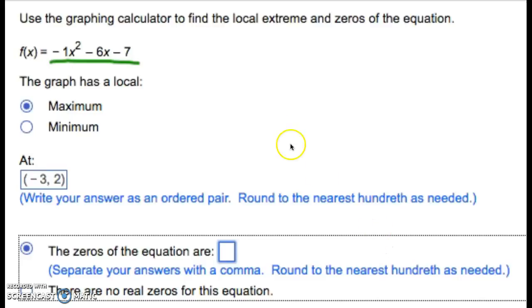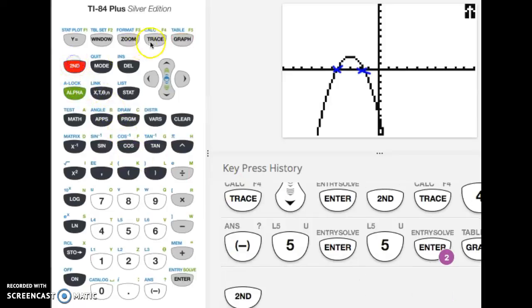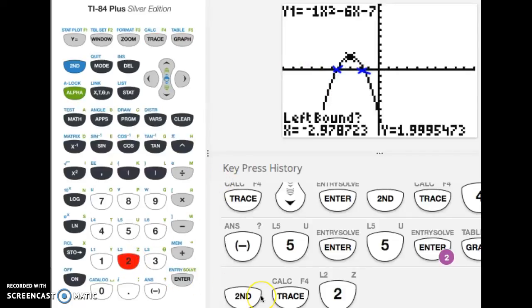So let me go back to my graphing calculator. Okay, so here's my graph. The zeros are where it crosses the x-axis, so on my graph, here are my zeros. I'm going to have 2 of them. So what I'm going to do is hit second trace again. Second trace. I'm going to choose the 0 option, number 2. Okay, and I'm going to have to choose one to find. So let's pick the one on the left.